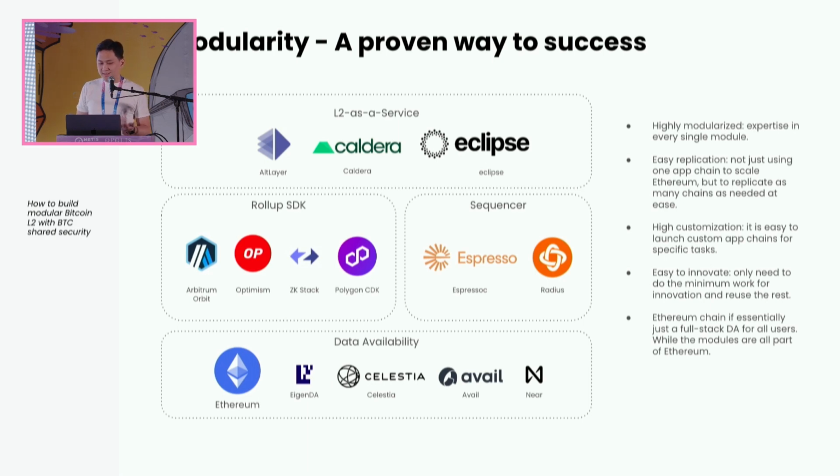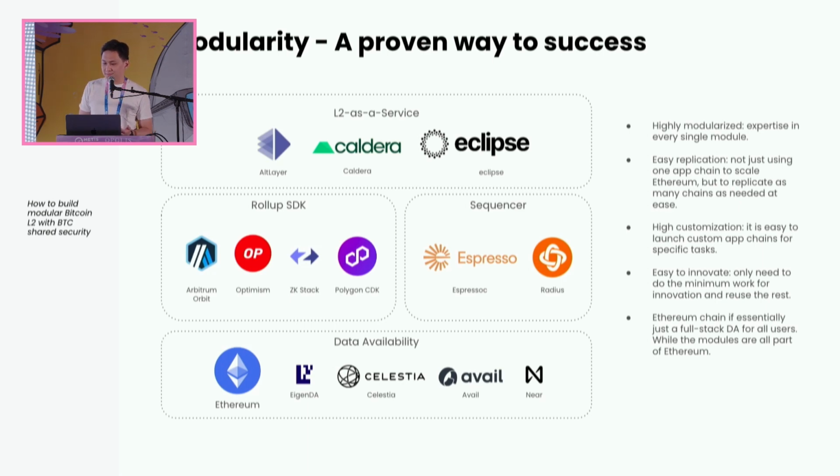And if you talk about settlement, verifying the correctness of the information, we have a lot of rollup SDKs out there to select from, like Arbitrum, Optimism, ZK, Polygon, and a number of others. And we have shared sequencers like Espresso and Radius. On top of that, we have a lot of L2-as-a-service platforms that combine all of these modules into one and provide service to everyone.